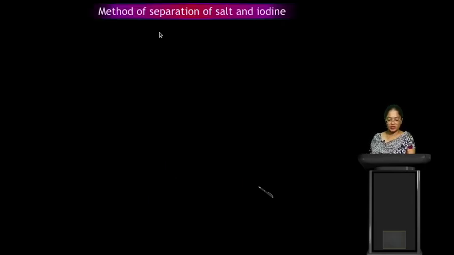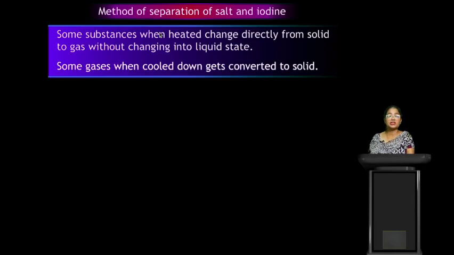So, how to separate this salt and iodine mixture? We just spoke about this, no? How do you think we can separate it? So, some substances, when heated, change directly from solid to gas without changing into liquid state. Some gases, when cooled down, get converted to solid.